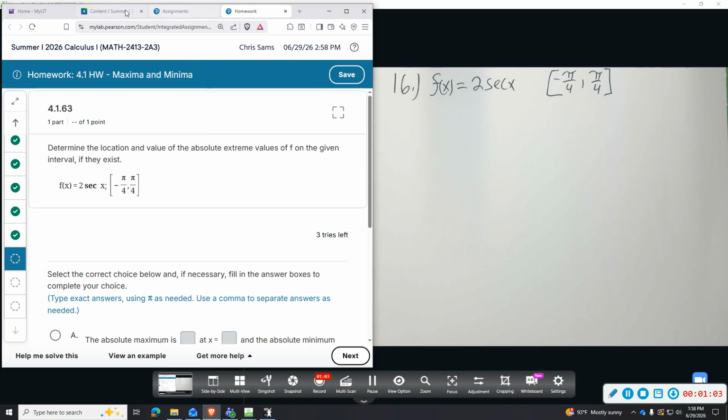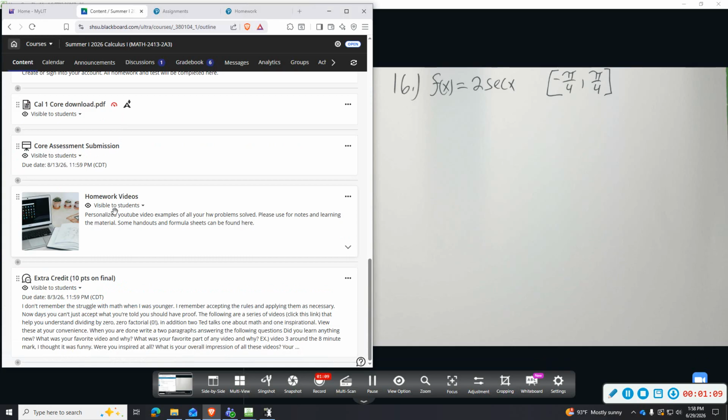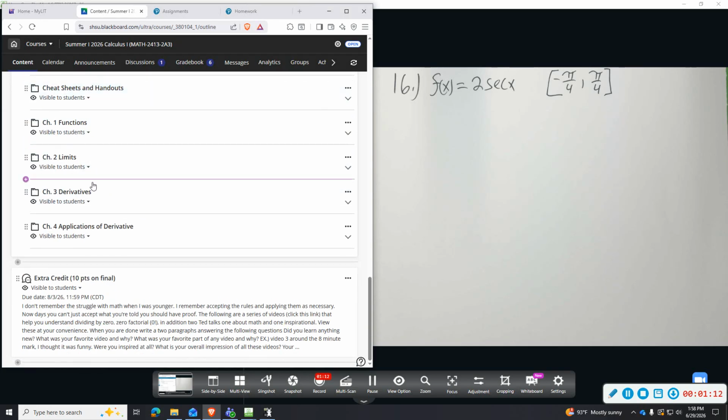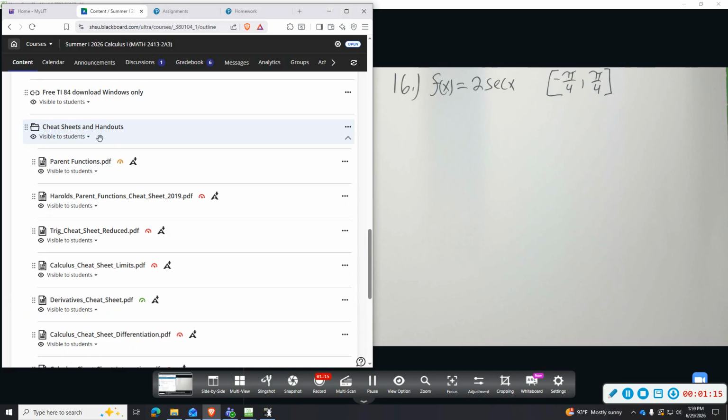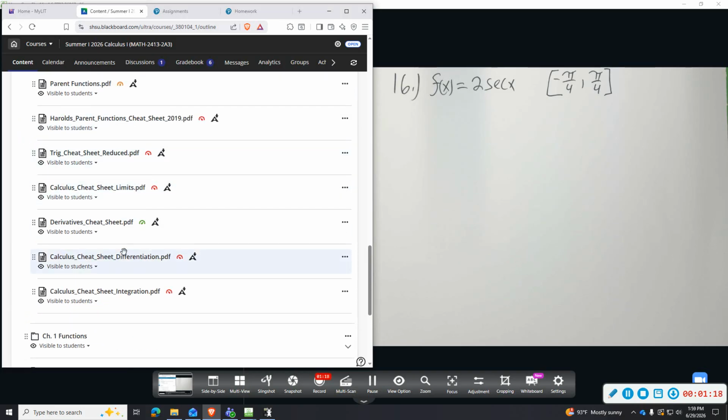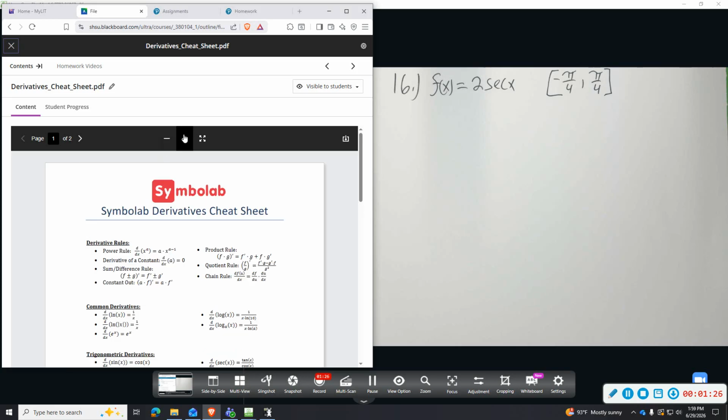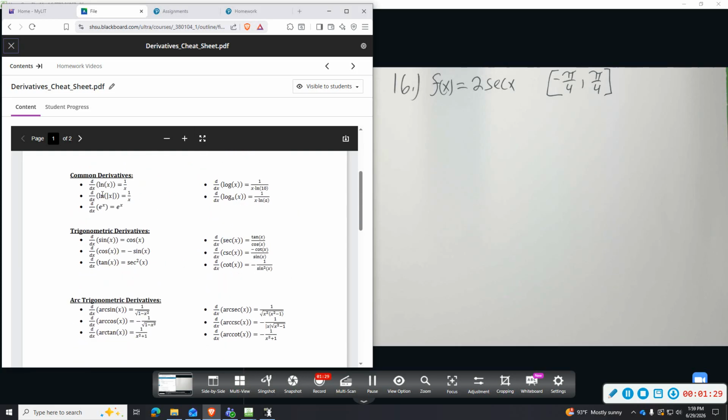This one I want to show you, there's two different iterations. They're both equal. But if I go back to our course and our homework videos, we have cheat sheets and handouts. So there's two documents. There's the derivatives cheat sheet, and then there's the differential. So if I go to the derivatives and we find the derivative of secant, this iteration is showing us tangent x divided by cosine of x. All right, so that's one possibility.